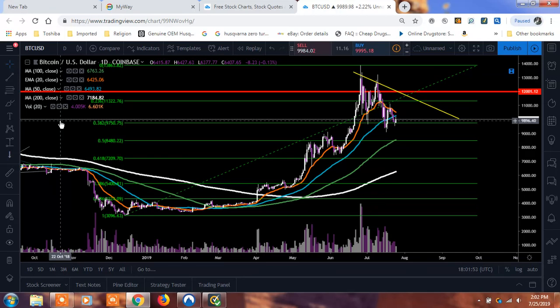So I'm going to try to make it as fast as I can, as opposed to going into just 10 minutes on one coin and doing a very detailed technical analysis. We're going to look at some of the key points here.